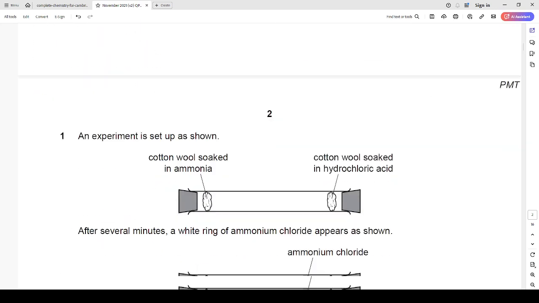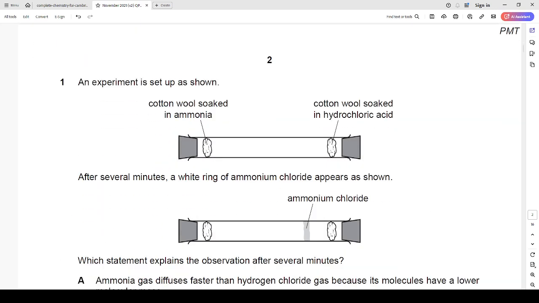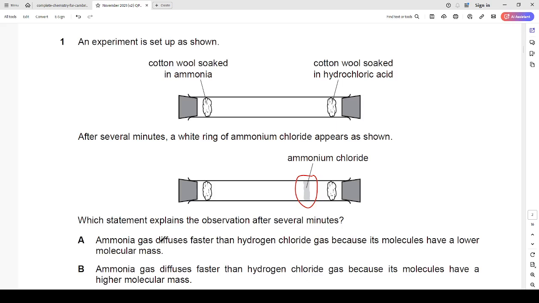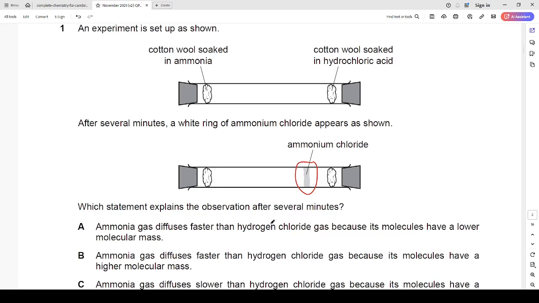Okay, question one. An experiment is set up as shown. Cotton wool soaked in ammonia, cotton wool soaked in hydrochloric acid. After several minutes, a white ring of ammonium chloride appears as shown. Which statement explains the observation after several minutes?